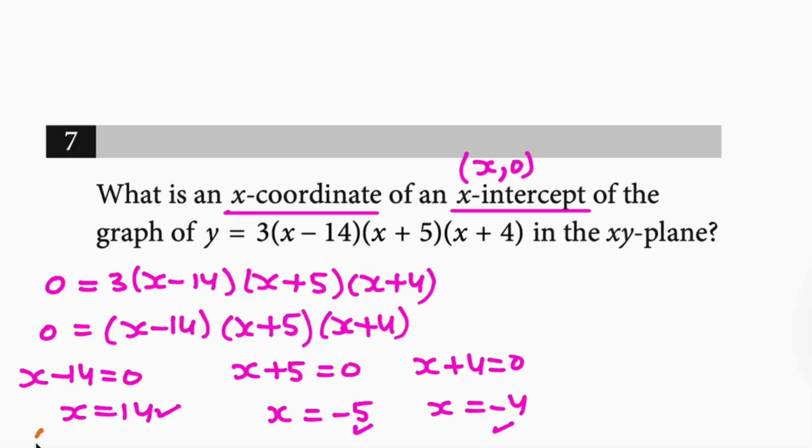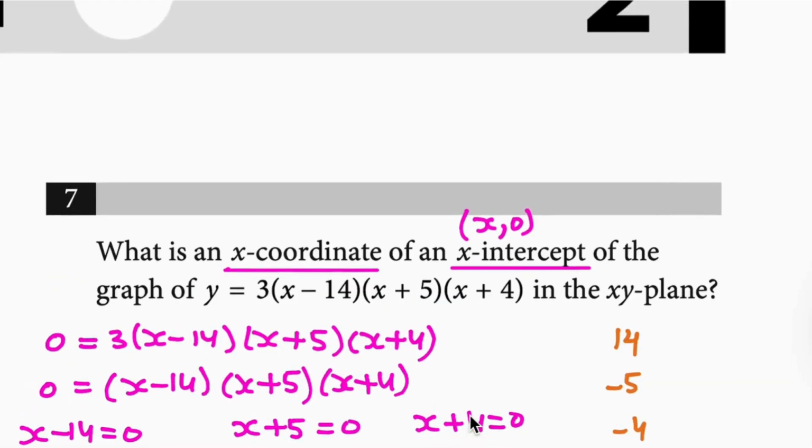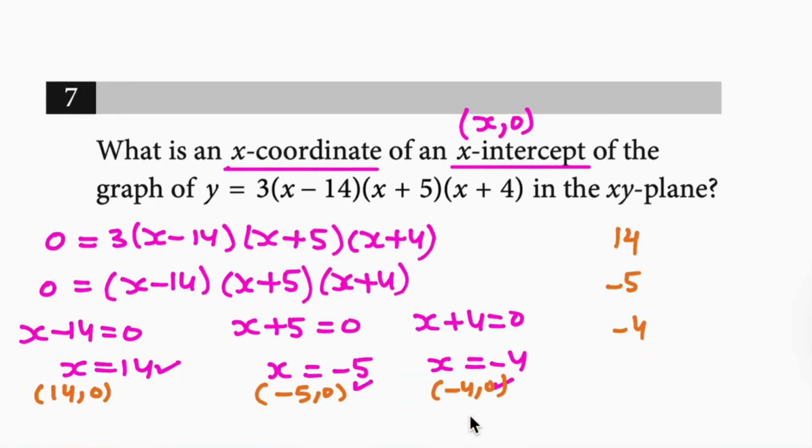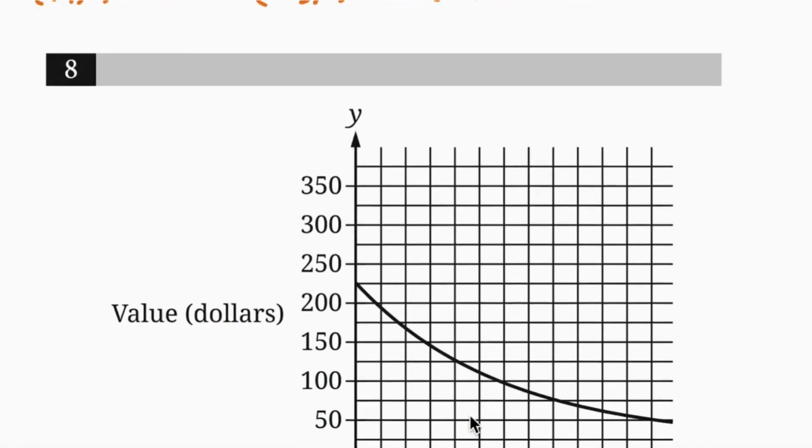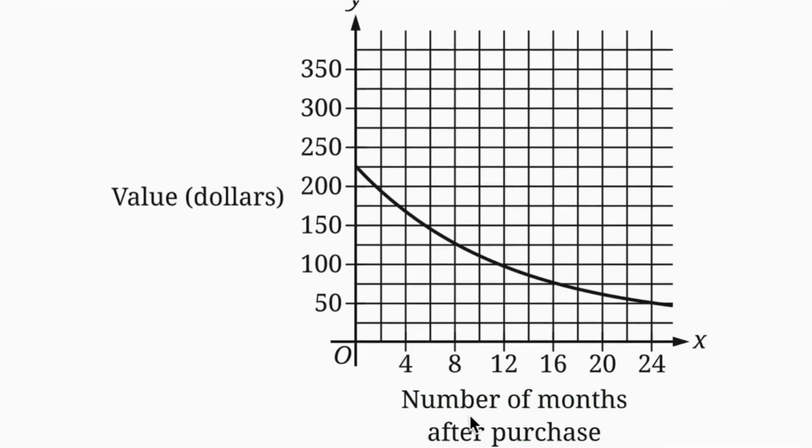So the coordinates will be 14, because this is the x-intercept, y will be 0; negative 5 and 0; and negative 4 and 0. Read the question. It's only about x coordinate. So it can be 14 or negative 5 or negative 4, right? But if coordinates are asked, you have to write the coordinate pair by writing y is equal to 0. Okay, perfect. Now let's come to question number 8.